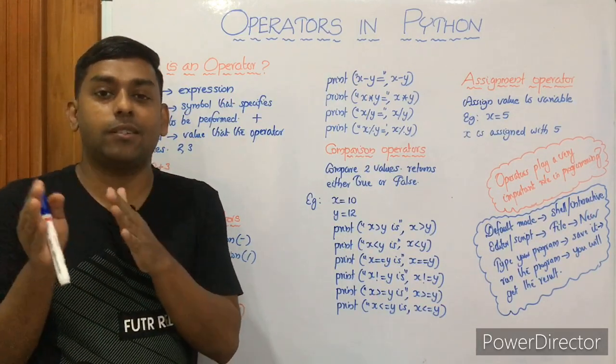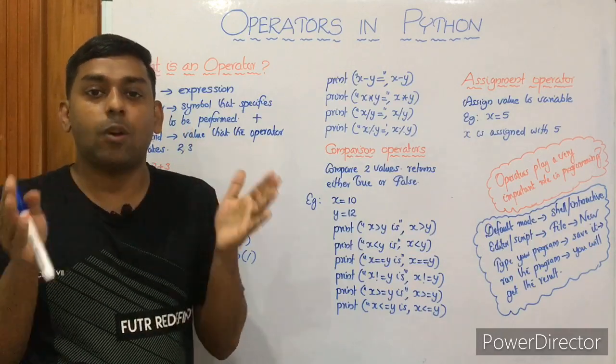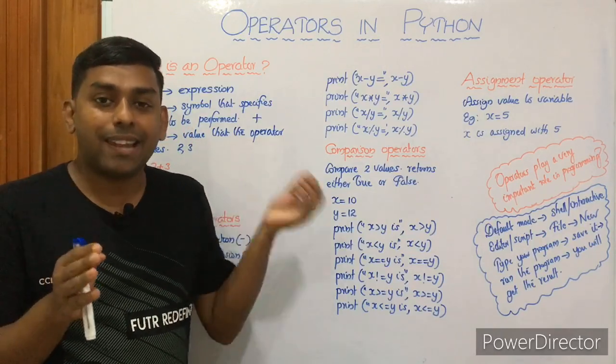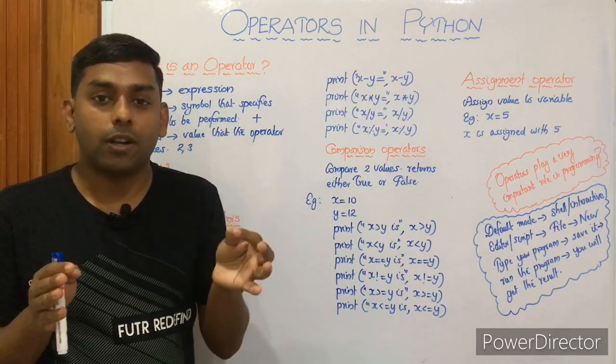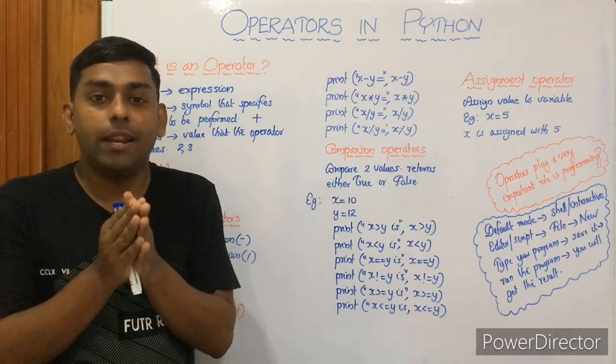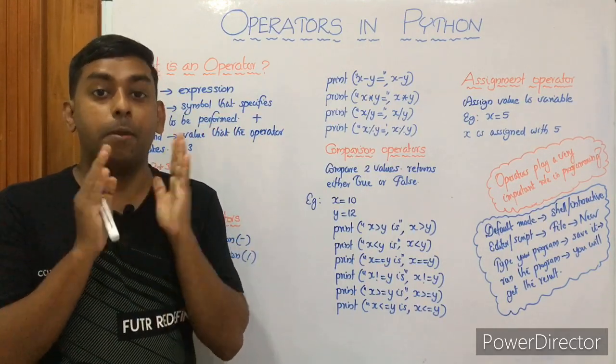It consists of 3 greater than symbols, and it's called the prompt or command prompt. And the second is editor mode or script mode, and it's mainly used to develop lengthy programs, big programs.